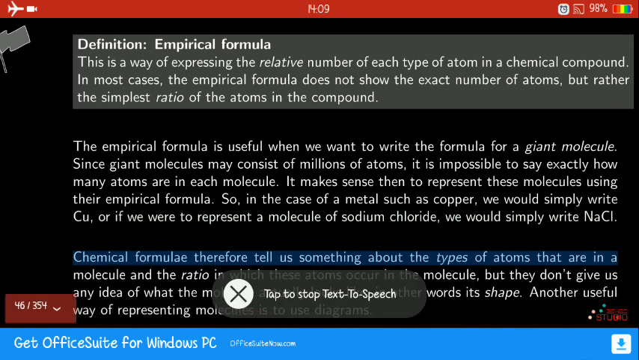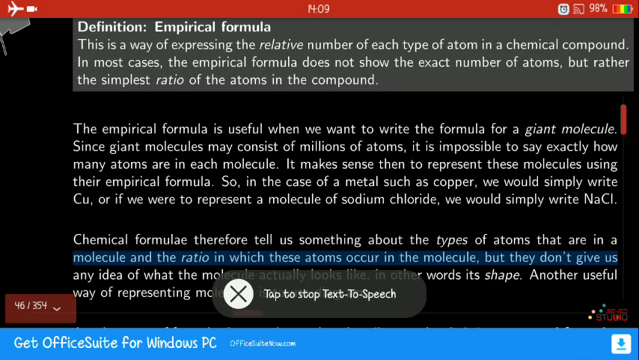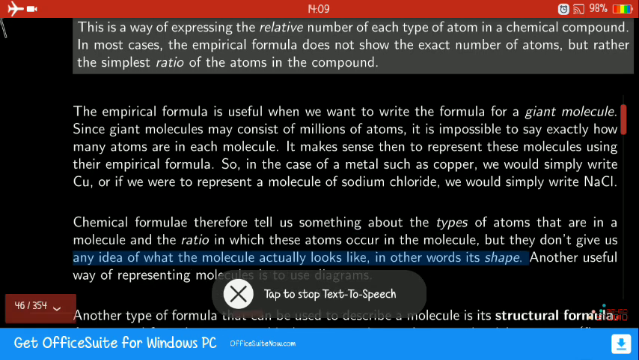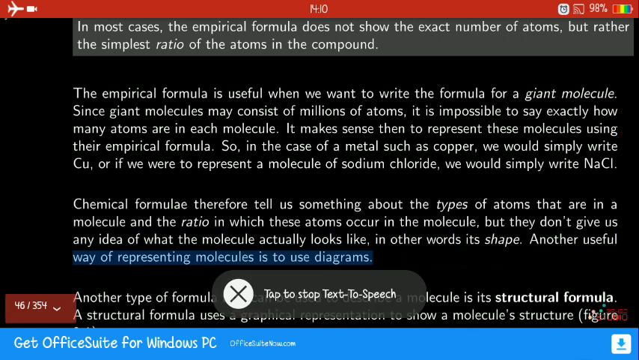Chemical formulae therefore tell us something about the types of atoms that are in a molecule and the ratio in which these atoms occur in the molecule, but they don't give us any idea of what the molecule actually looks like, in other words, its shape. Another useful way of representing molecules is to use diagrams.